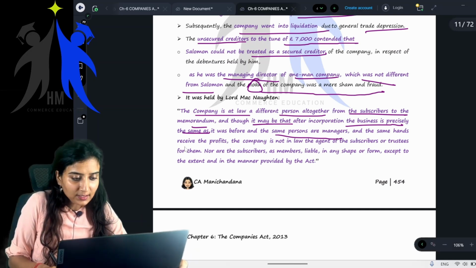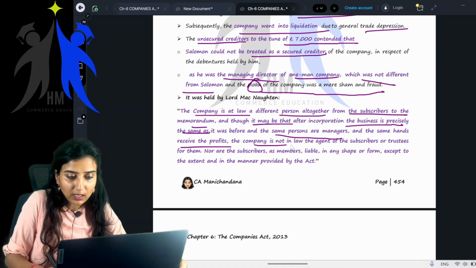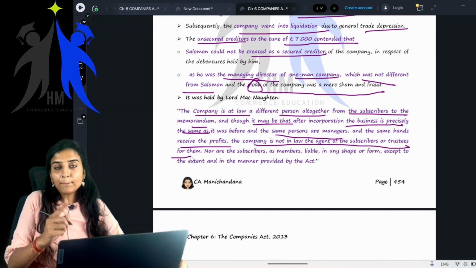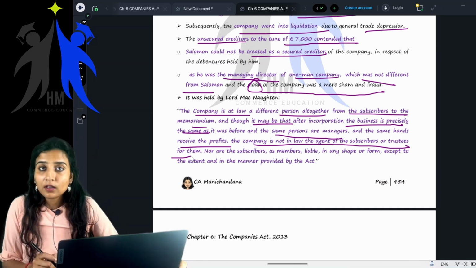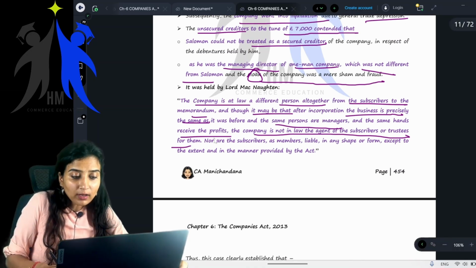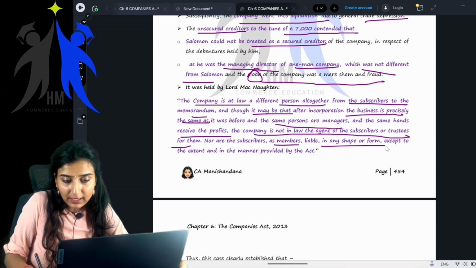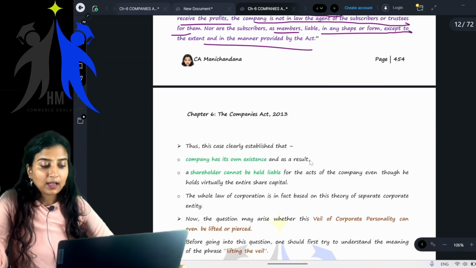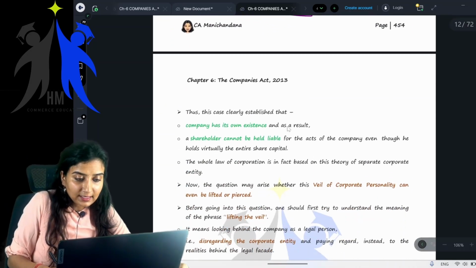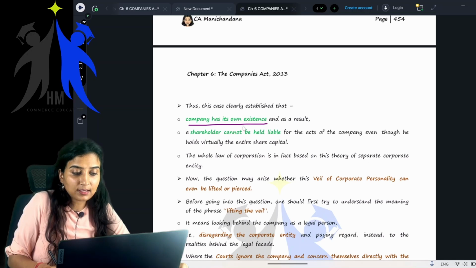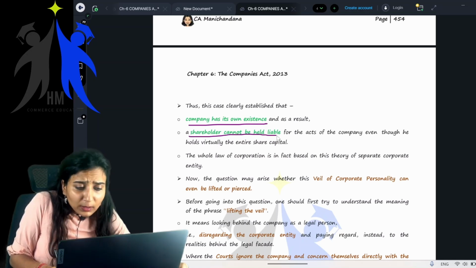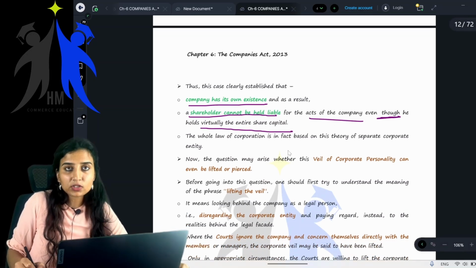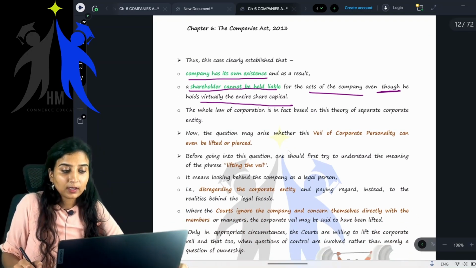And the same hands receive the profits. The company is not in law the agent of the subscribers or trustees for them. You've learned this. The company is not the agent of the members of the company, right? Nor are the subscribers as members liable in any form or shape except to the extent and in the manner provided by the Act. Thus, this case clearly establishes that the company has its own existence, and as a result, a shareholder cannot be held liable for the acts of the company, even though he holds virtually the entire share capital. Yes or no, children? Yes.